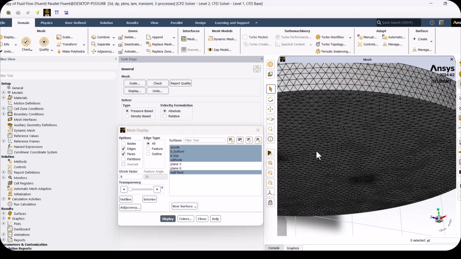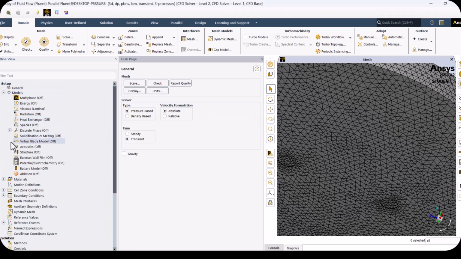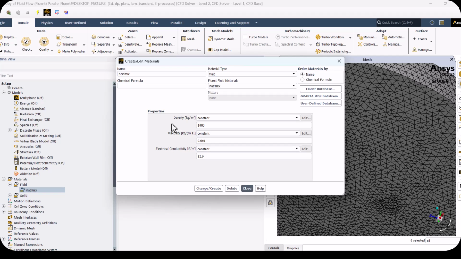This is a simple one, and these are the two terminals I have kept, positive and negative, or one value is positive and another value is 0. This is my sodium chloride mixed into the water, and the density, conductivity and viscosity are the material properties I have taken.